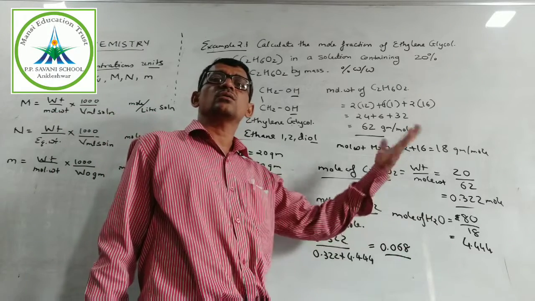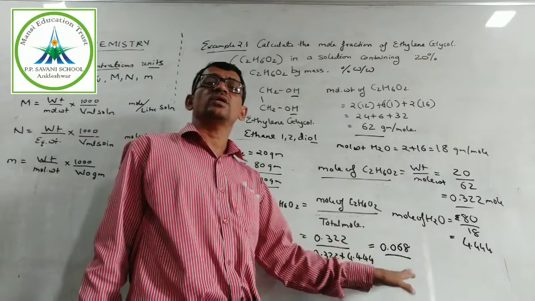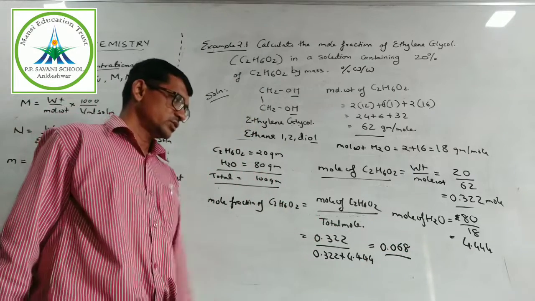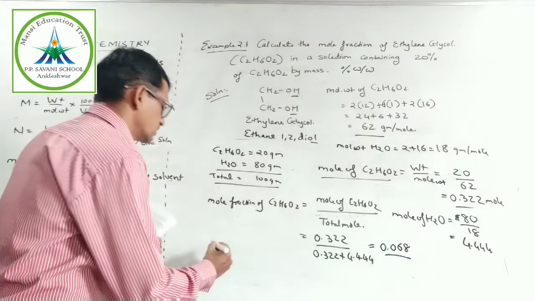Here one thing you should keep in mind: it is unitless. In mole fraction, on the top also mole, below also mole. So the unit will cancel. So for mole fraction there is no unit. So the mole fraction of ethylene glycol is 0.068. Similarly, you can find the mole fraction of water.